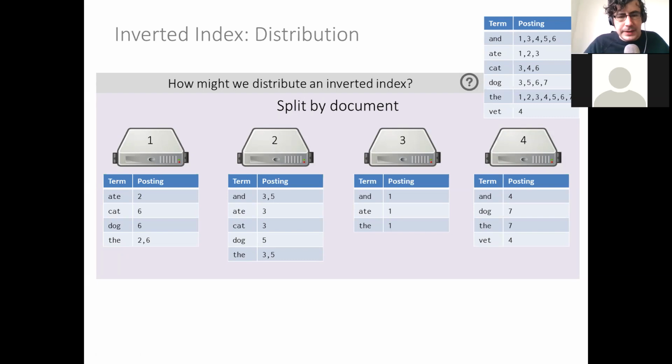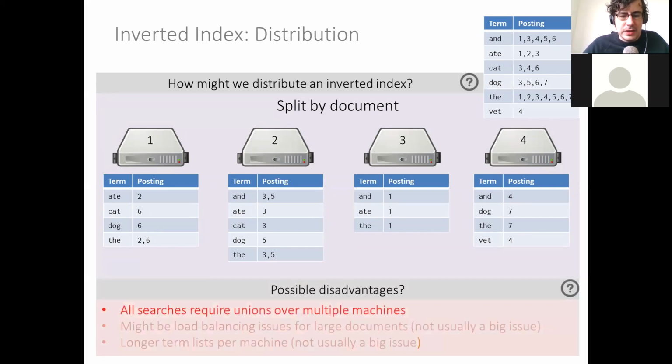Now, there is a big advantage, which is that we can do phrase search within individual machines. There's no intersections across machines. Of course, we'll have to take the union of all the results later, but we will only have to take the union of the valid documents that satisfy the criteria for the search. So possible disadvantages: we'll always have to run the query over all machines and take the union of the results over all machines.